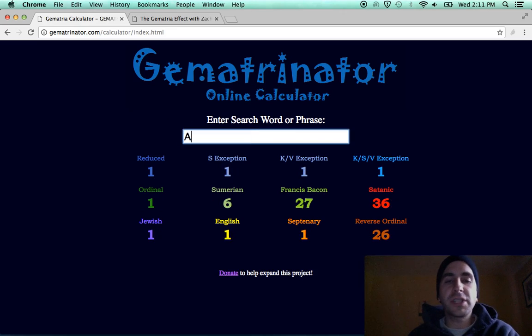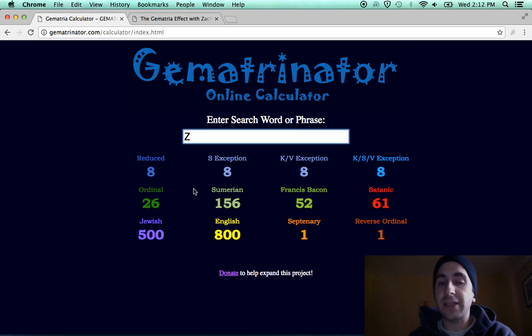So here, let's go to a single letter digit to show you something. Notice just the letter capital A. Let's talk about Sumerian gematria. That's where you multiply each letter times 6. So capital B is 12. Capital C is 18. You see? Capital D is 24. Z, the 26th letter, is 26 times 6, 156.